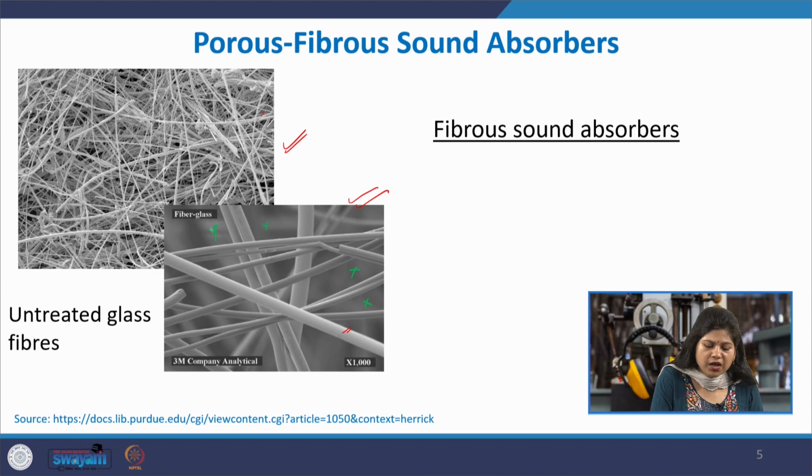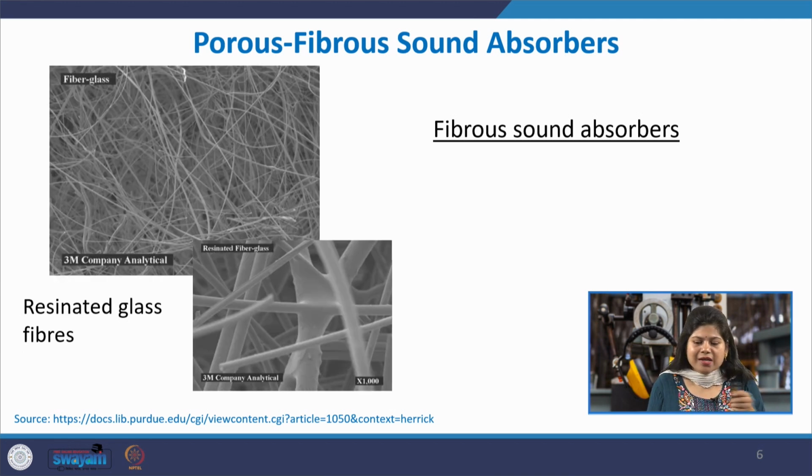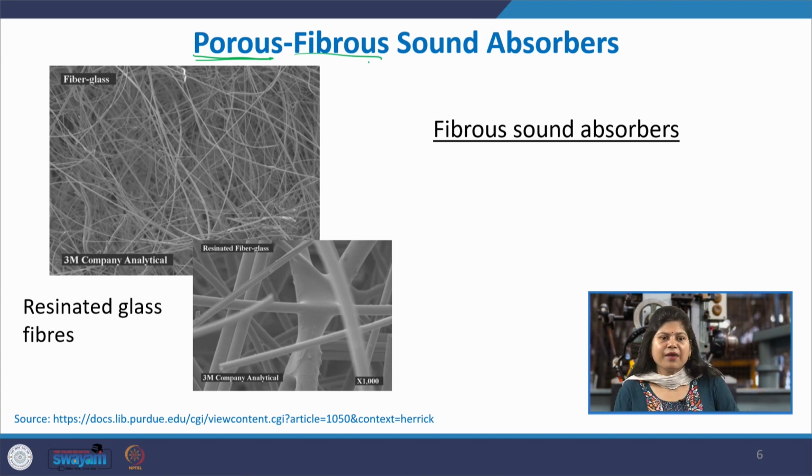As you can see, both air and the solid phase are available, and it is due to these many air spaces, or the air voids available in these loosely bonded fibers, that the sound wave gets a pathway to pass through. So, this is the example of a fibrous sound absorber. Porous fibrous means a combination of both, either porous or fibrous. They are studied together because they both have similar sound dissipation mechanisms and similar absorption properties.